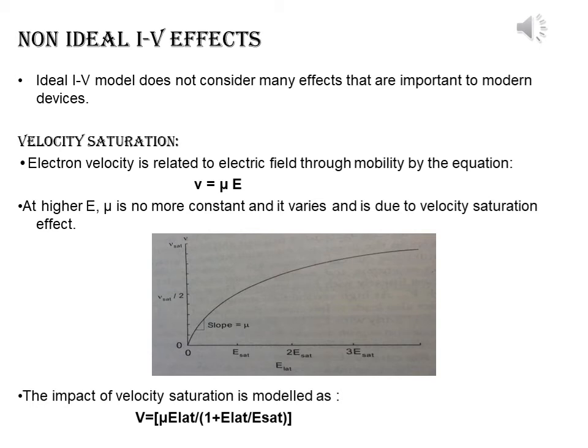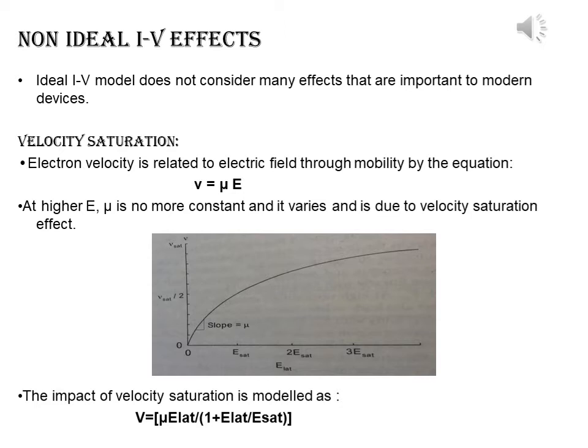Hello everyone. In the last class we were discussing IV characteristics of MOS transistors. In today's class we'll see what the non-ideal IV effects are. Usually an ideal IV model does not consider many effects that are important to a modern device. We'll consider the effects one by one. The first effect we are going to consider here is velocity saturation.